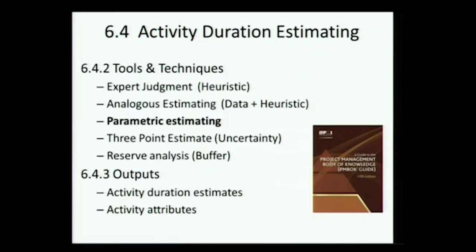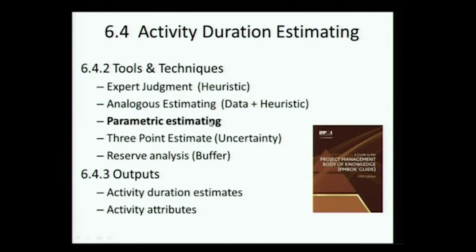There is 3-point estimate, which we have seen in PERT kind of applications. We will cover that also briefly. There is reserve analysis as PMI defines it, which is the buffer you give to a project duration. Some of these, like reserve analysis, are not very well documented, but I have put it there so that you are aware that these techniques exist. And when you get to the outputs, you have obviously activity duration estimates and activity attributes such as resources and other things which are required.